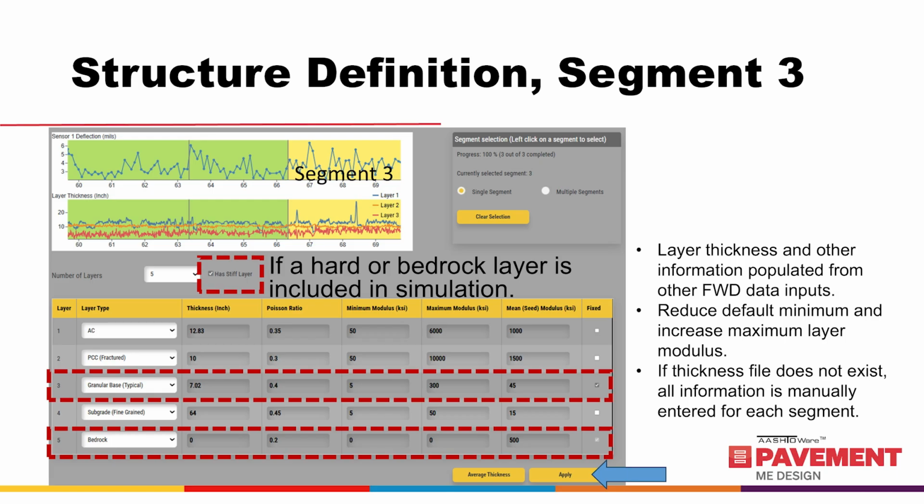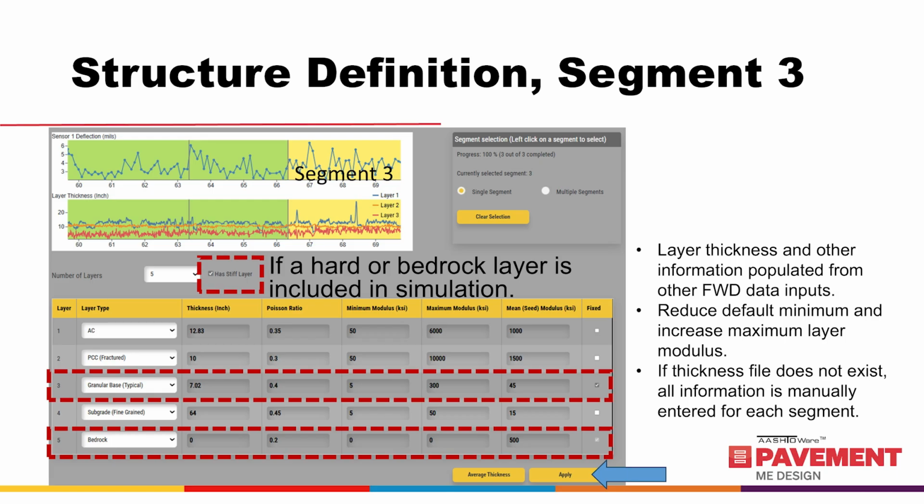If not included in the layer structure definition, a layer for a stiff layer will be added or replace the lower layer without a stiff layer. So, if the user clicks the Stiff Layer button, the user should check the other layers and make sure the structure definition and layer properties are correct.